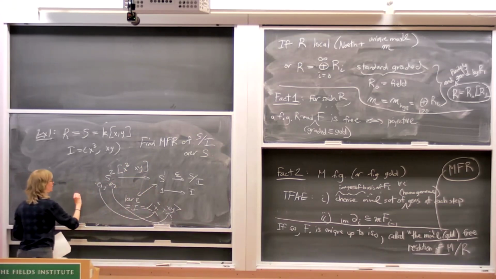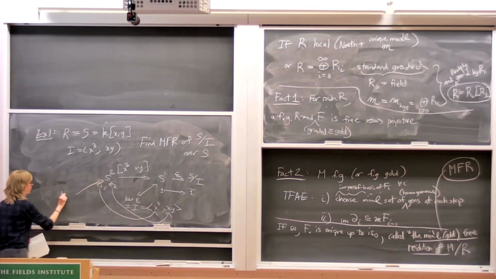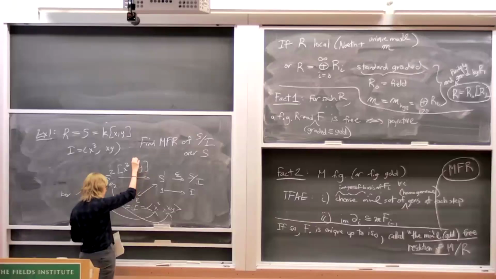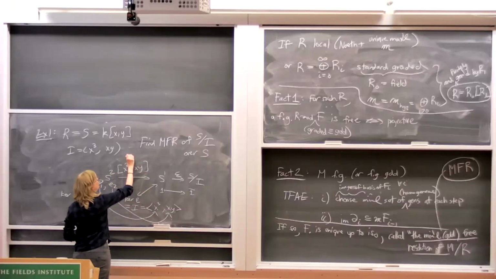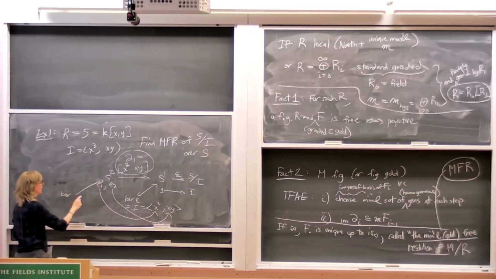Great. What is the kernel of this map? Oh, sorry. What is this map called? Boundary 1. That's the matrix of the map. Okay, what is the kernel of boundary 1?